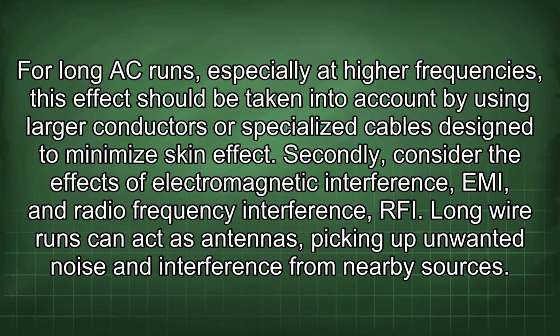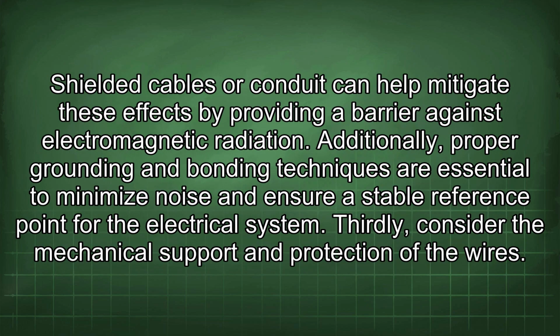Secondly, consider the effects of electromagnetic interference, EMI, and radio frequency interference, RFI. Long wire runs can act as antennas, picking up unwanted noise and interference from nearby sources. Shielded cables or conduit can help mitigate these effects by providing a barrier against electromagnetic radiation. Additionally, proper grounding and bonding techniques are essential to minimize noise and ensure a stable reference point for the electrical system.